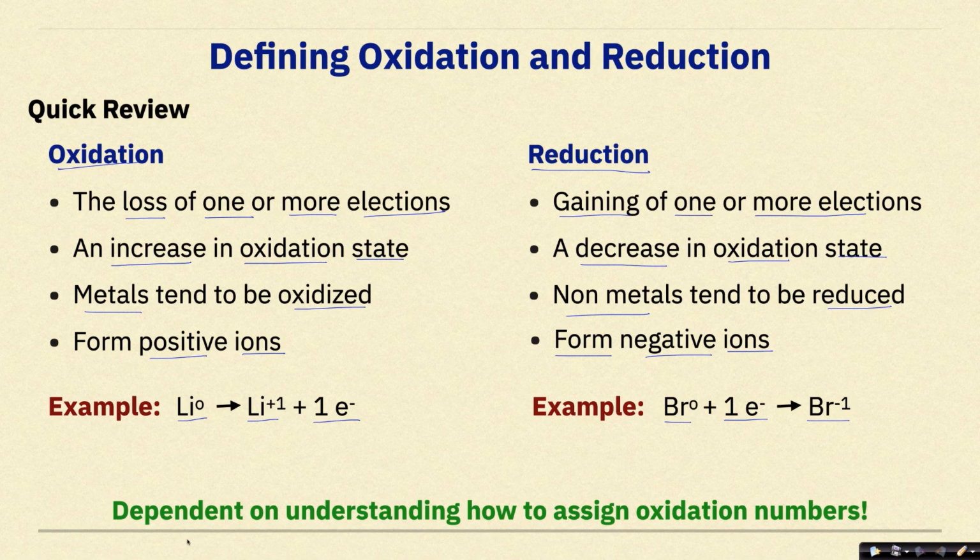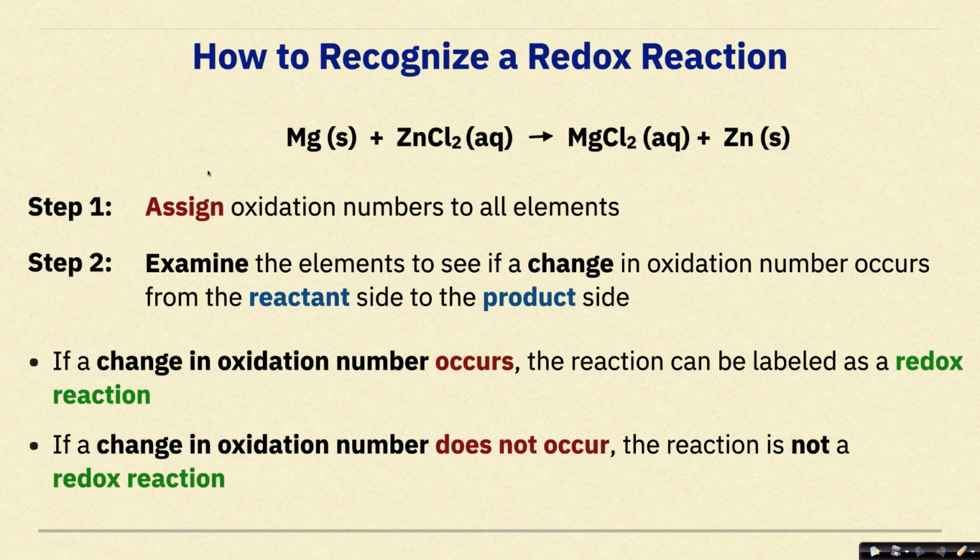All of this is based upon your understanding of how to assign oxidation numbers, how to recognize a redox reaction. The first step always is to assign oxidation numbers to all of the elements. If I look at this chemical equation, I can look at Mg and say, well, that will be 0, Zn is going to be +2, Cl is going to be -1. On the other side, Mg is going to be +2, Cl is going to be -1, and Zn is going to be 0. So I've accomplished my first step.